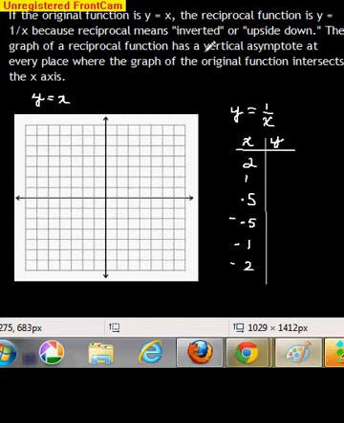They just throw this word in here like we've used it 100,000 times, but I don't remember using it. Maybe we did at the end of Algebra 2. It says the graph of the reciprocal has a vertical asymptote at every place where the graph of the original function intersects the x-axis.